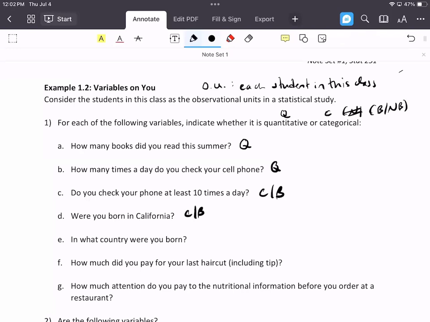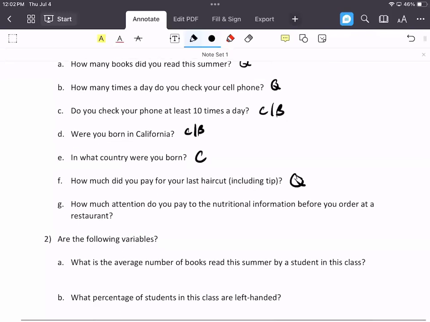E: In what country were you born? This is where we want to be careful. It's obviously categorical. There's no adding, there are no numbers here to make sense of. But I didn't ask whether you were born in the United States or not, which gives us only 2 options. I just want to know what country you were born in. Were you born in the United States? In England? In Switzerland? Wherever you were born, what's the country? F: How much did you pay for your last haircut, including tip? Hopefully that's very clearly quantitative.